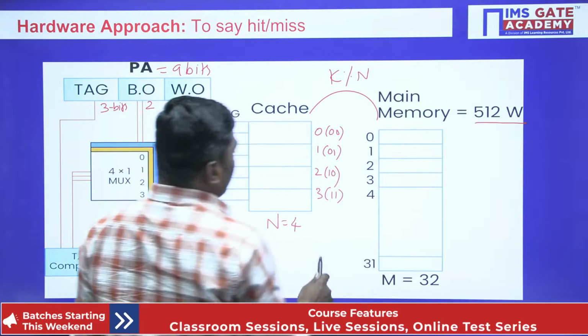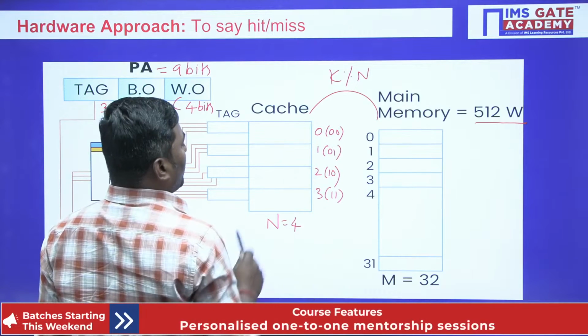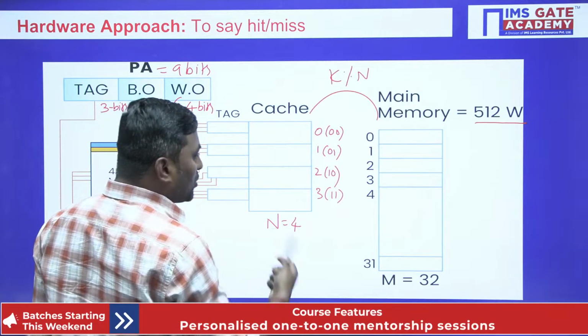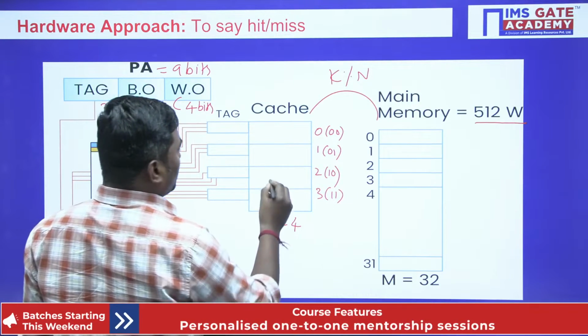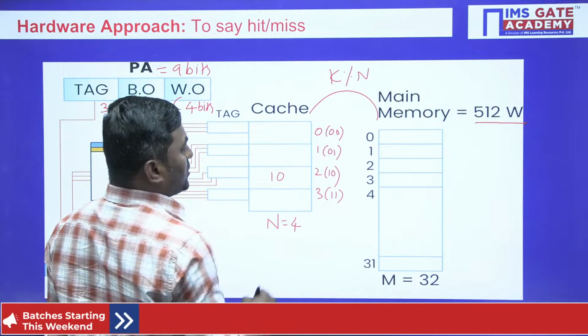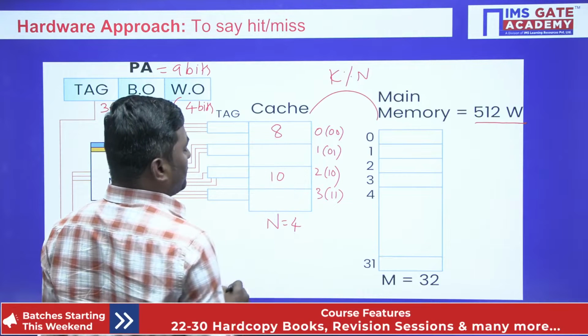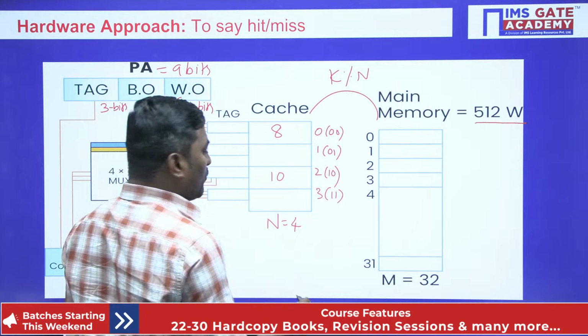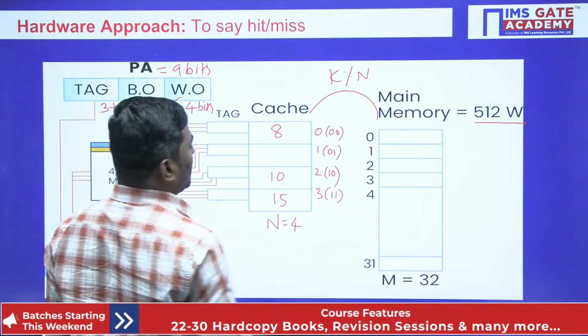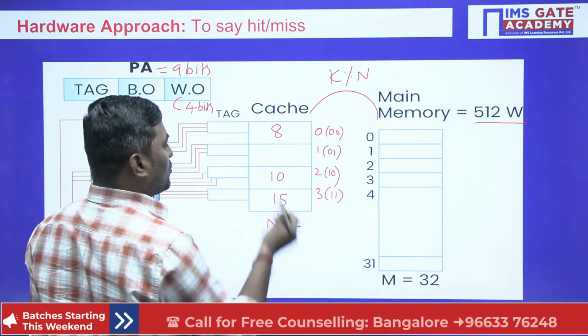Now see here, the 10th block. Where 10 modulo 4 is 2, so block number 2. This is 10 here. Suppose 8 is there. 8 modulo 4 is 0, so 8 will be here. 15 is there. 15 modulo 4 is 3, so 15 is here. 6, 6 modulo 4 is 2, already there.